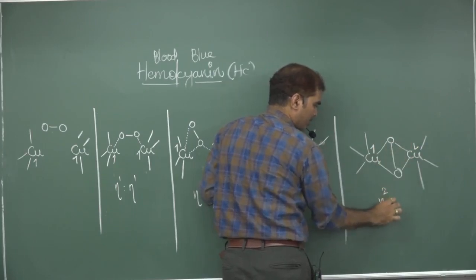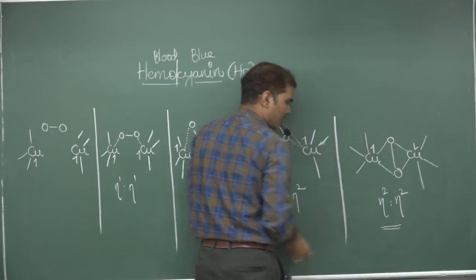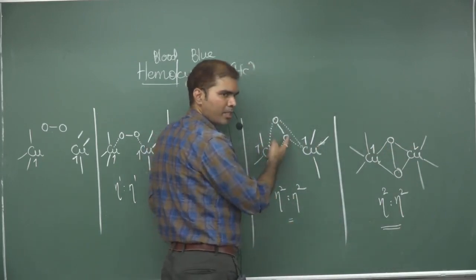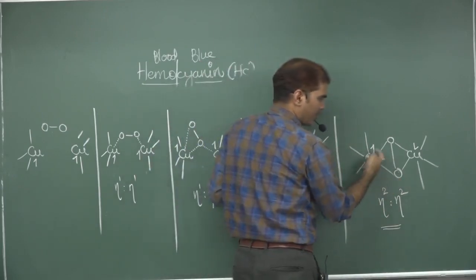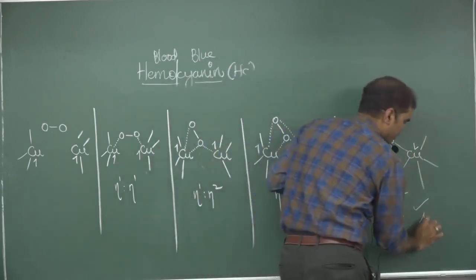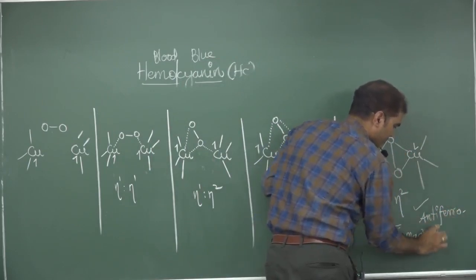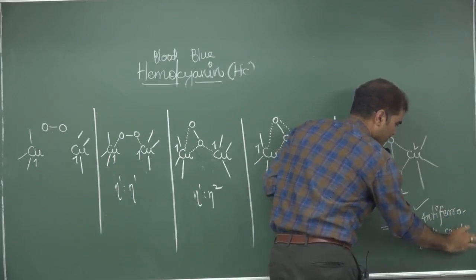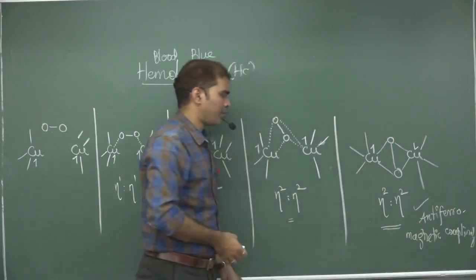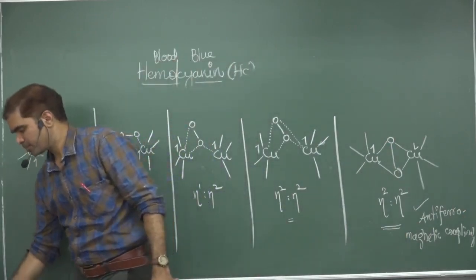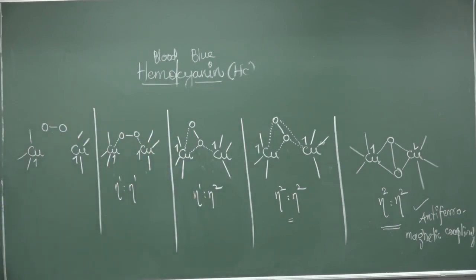This we call it as eta 2, eta 2. So this is the last one. This is also eta 2, but still antiferromagnetic coupling is not seen. In the last stage, antiferromagnetic coupling will also occur. You may just roughly draw them. Antiferromagnetic coupling can occur in the last stage. That is generally called super exchange stabilization. The last one, we call it super exchange stabilization. The process is called super exchange.